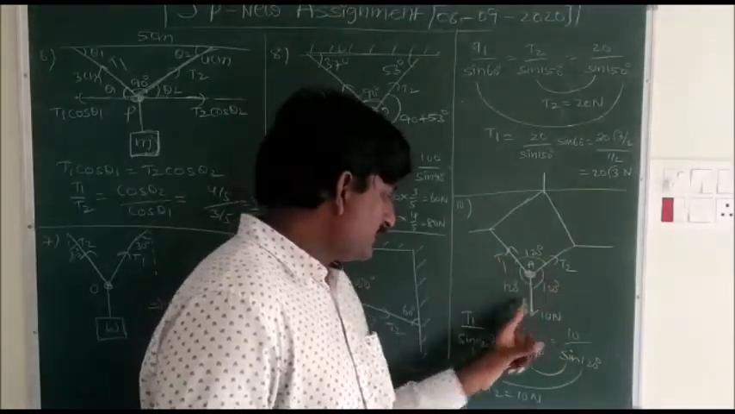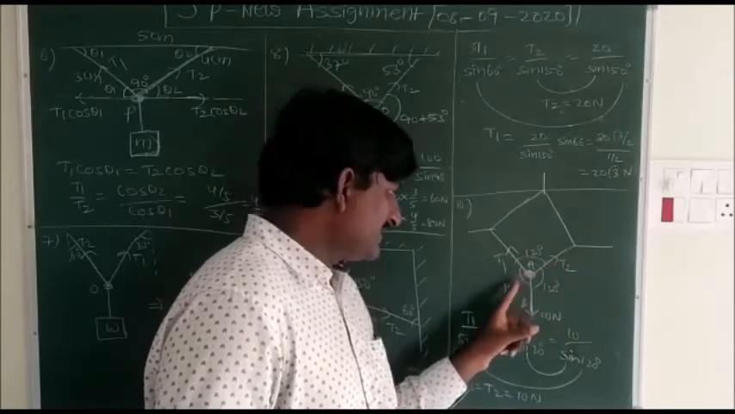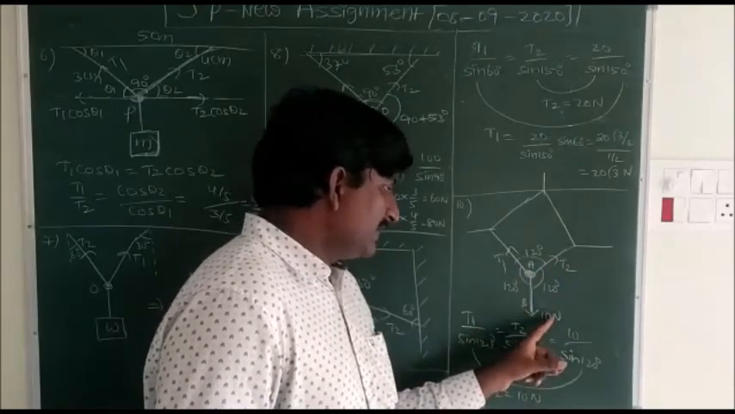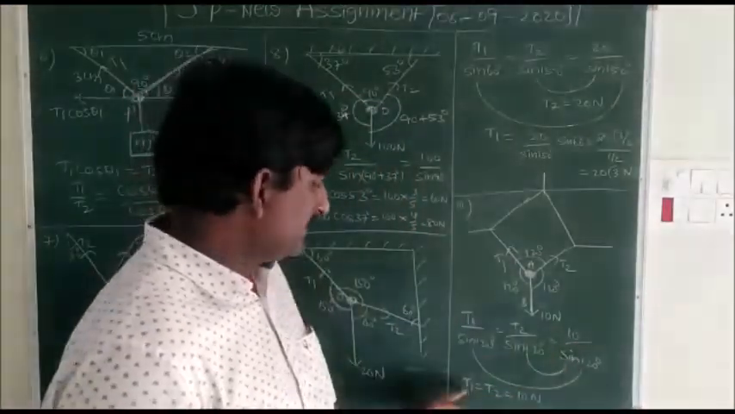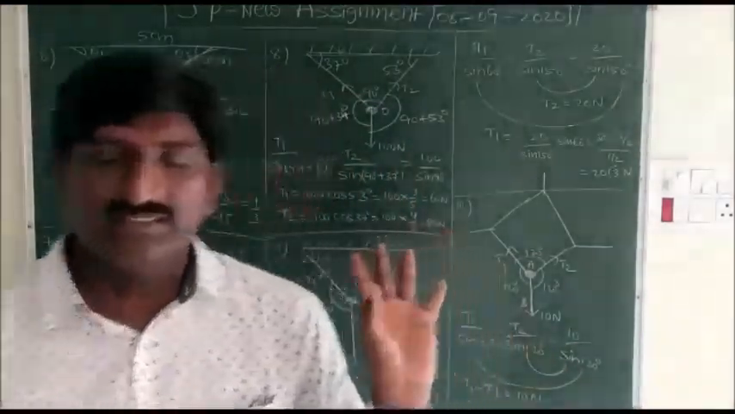So T1 by sine of opposite angle 120 degrees, T2 by sine of opposite angle 120 degrees, 10 newtons by sine of opposite angle 120 degrees. By equating you will get T1 and T2 as 10 newtons. That is the answer to that question.